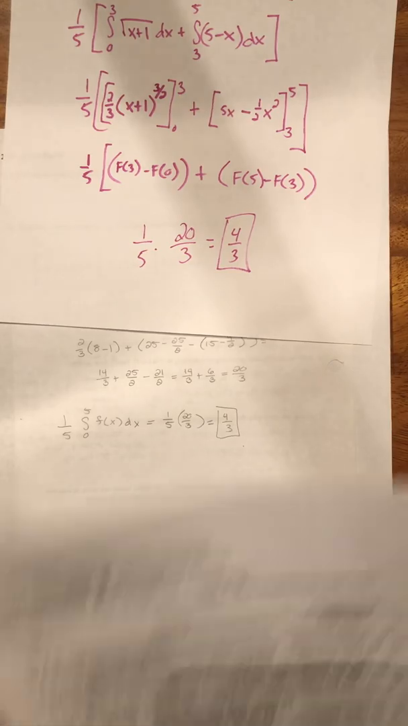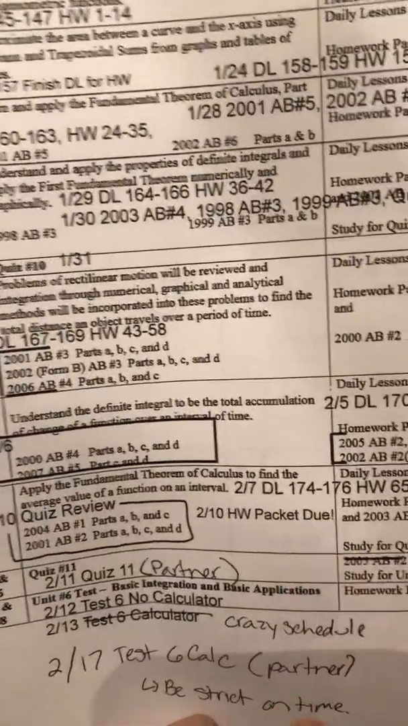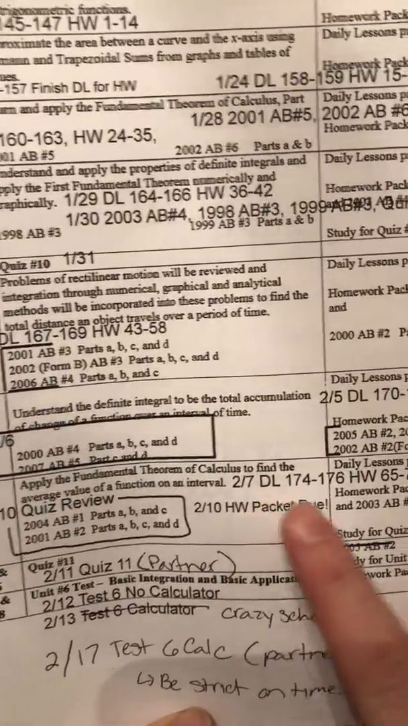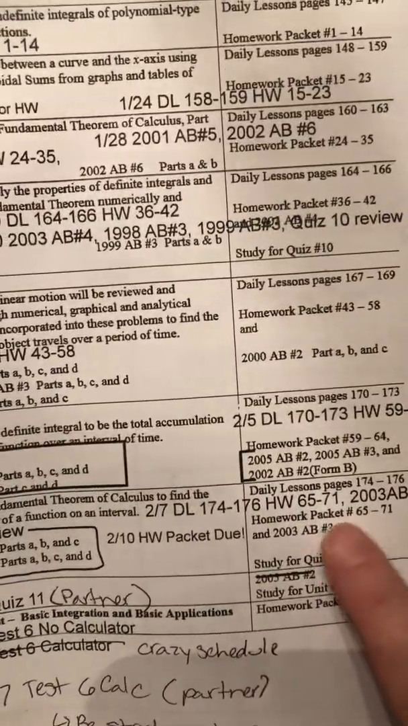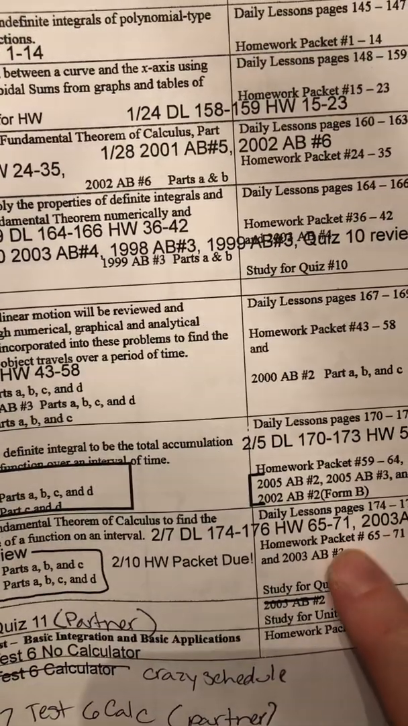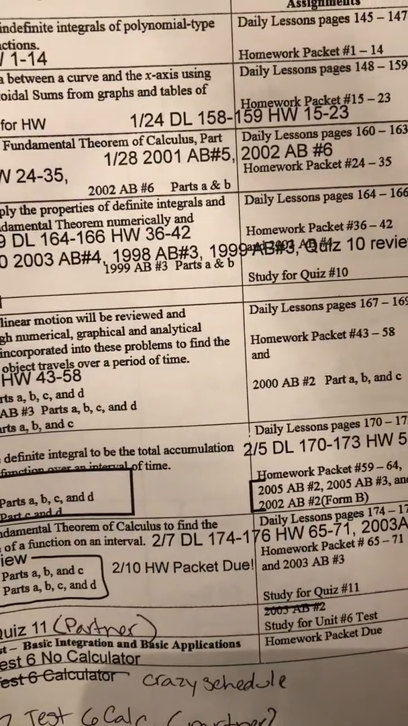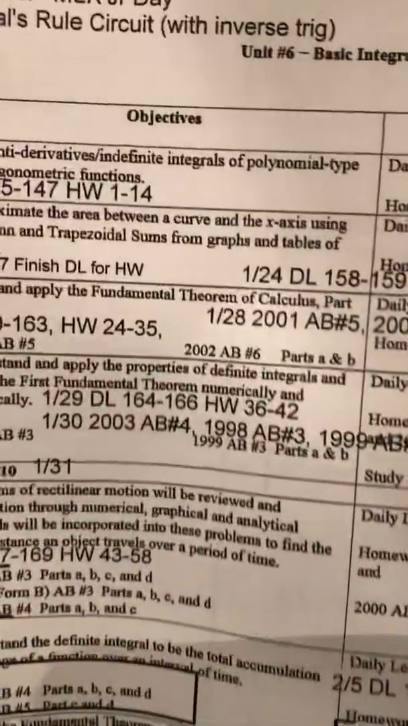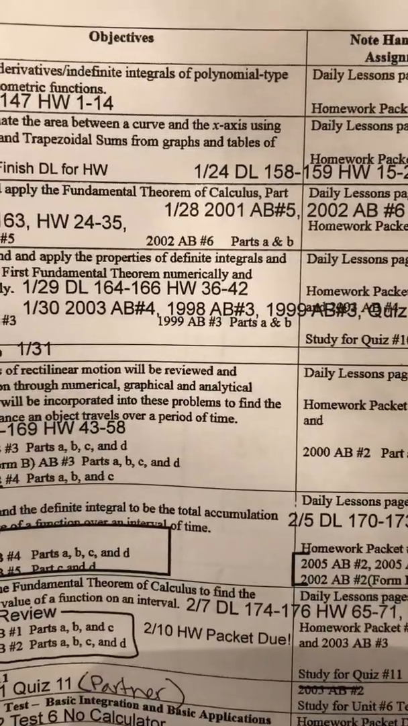Okay. So I'll put this a little bit closer so you can see it. So this is today. That's 2/7. You're going from 174 to 176. We did that. Great. You're going to finish the regular problems in your homework, which are 65 to 71. You're also going to do 2003 AB number 3, which is not the one we just did. This one, because it's in this side, should be right behind 71.